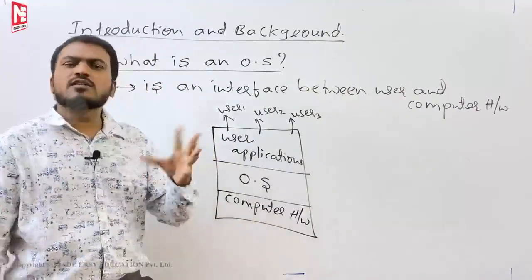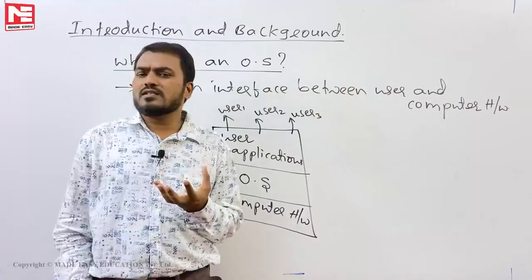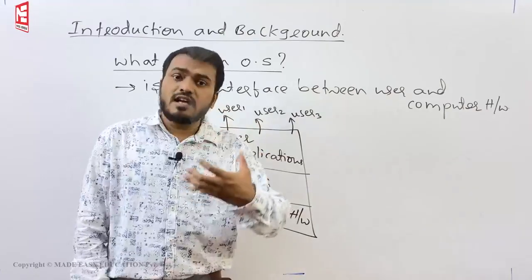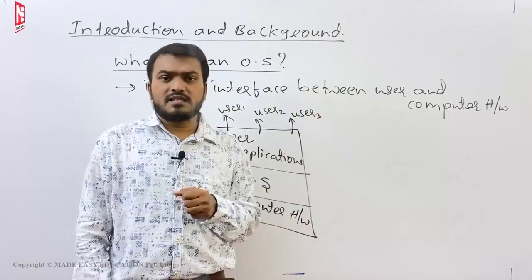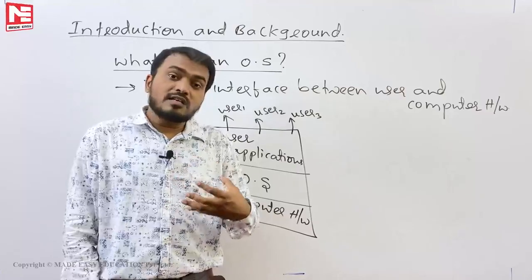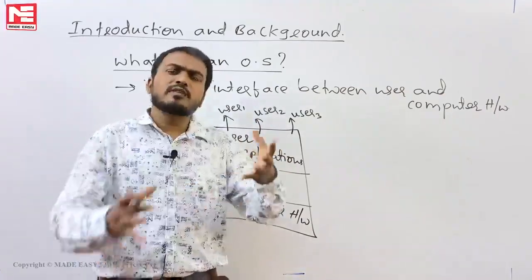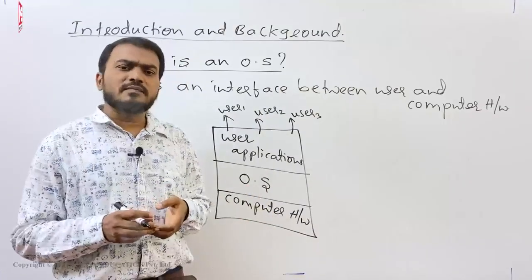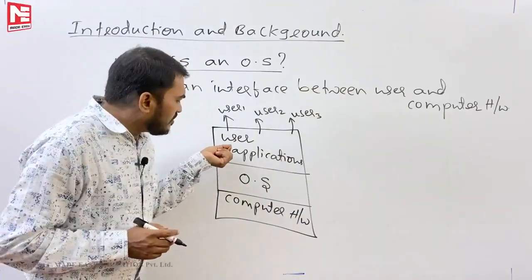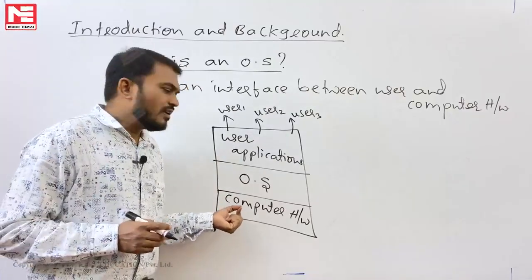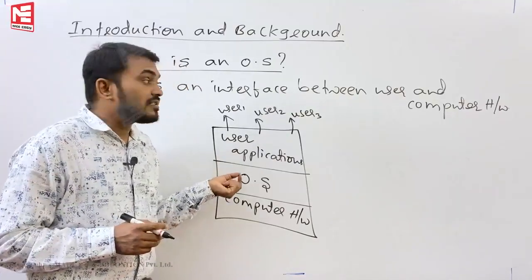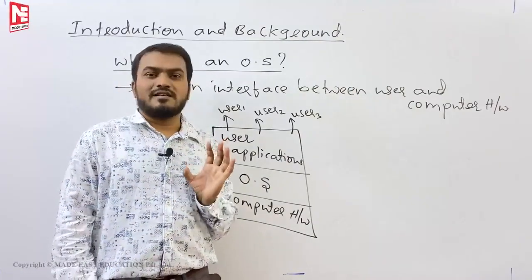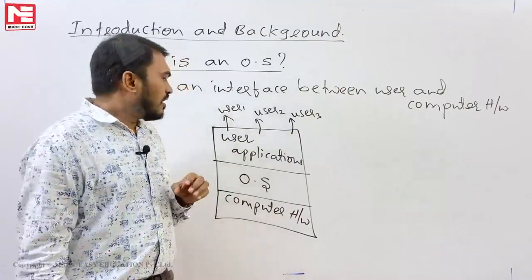So what is generally called a user application? If you are writing any Java program, that is a user application. If you are writing any C language program, that is a user application. A very big C program, a very big Java application, that is a user application. Any user application that wants to interact with the computer hardware will make use of the operating system as an interface. Interface means mediator.